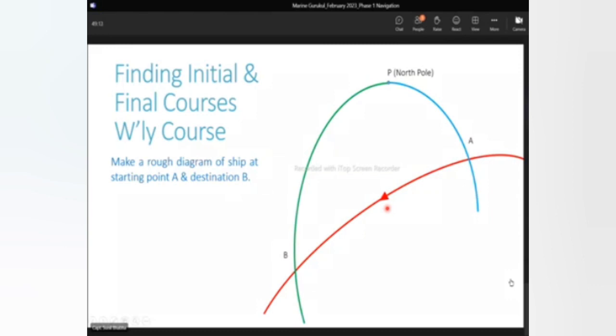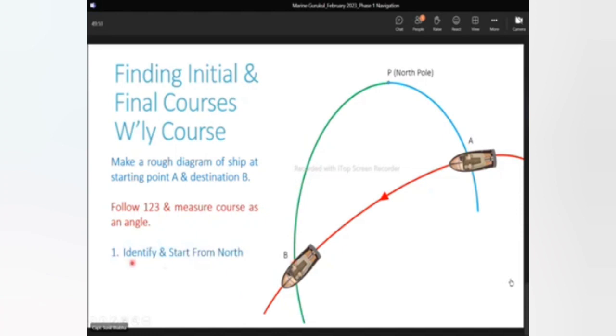With the rough diagram now made, showing the starting position, the destination position and the pole, let's follow our stepwise procedure. Step 1 says we have to draw the rough diagram of the ship at the starting position as well as the final position. So you can see a rough diagram of the ship being made at A. Let's make the rough diagram of the ship at point B also. Now we are going to follow the 1, 2, 3 method. Step 1 is to identify and start from north.